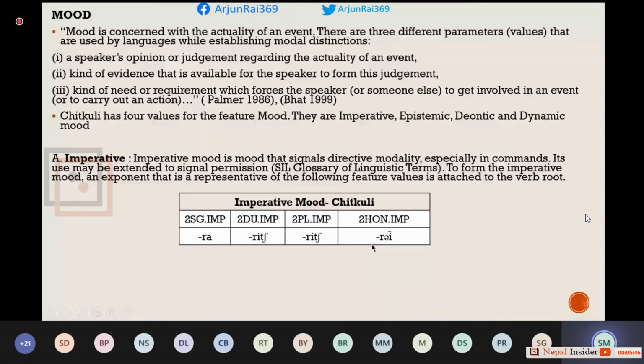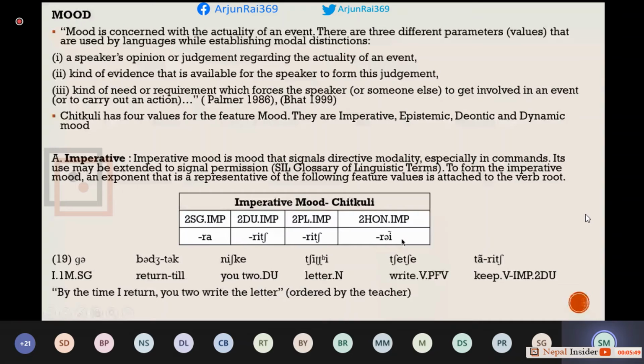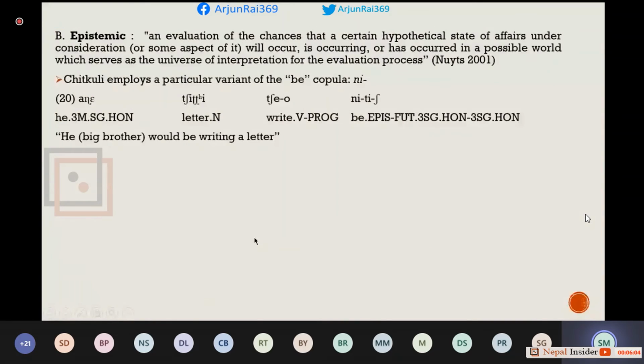In the 19th sentence, as you can see, ga bajtak nishke chitti che che tanrich. Because the two people being addressed are two children, it's second person dual. So you have reach being added out here. Next is the epistemic. We talked about this copula in the beginning.